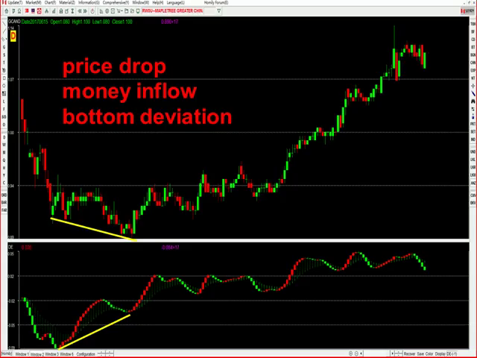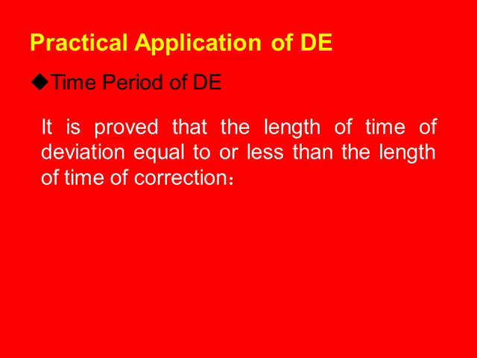Okay, like this. The price drops, money inflow, right? The low point of price is lower, and we can see the low point of deviation is higher. What does that mean? You should know this is the bottom deviation. Okay, bottom deviation, which means the price may go up. Okay, so practical application of DE.